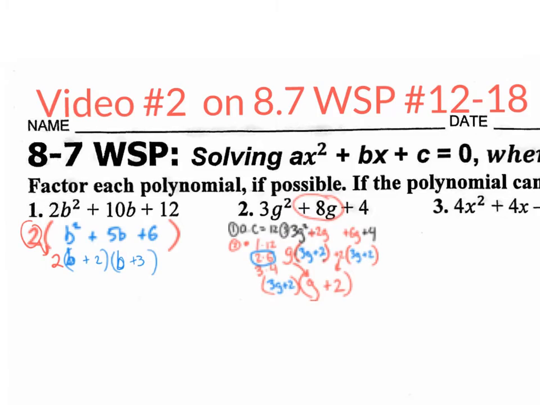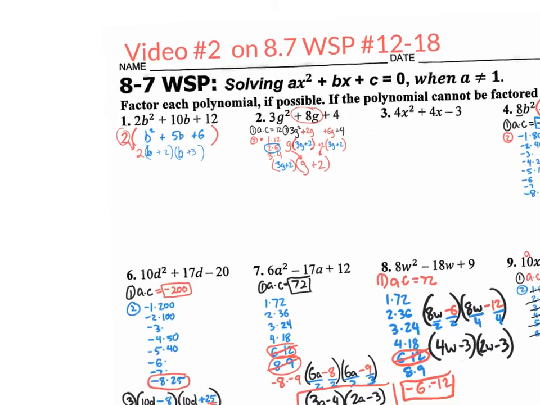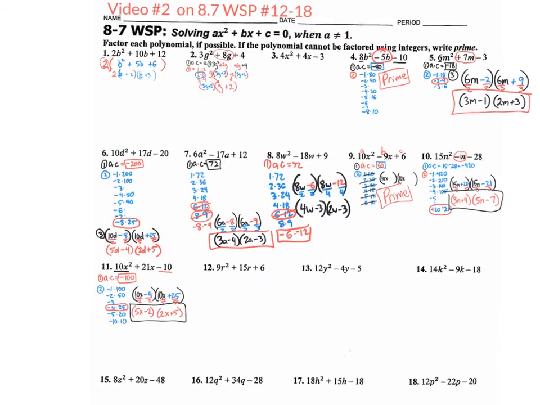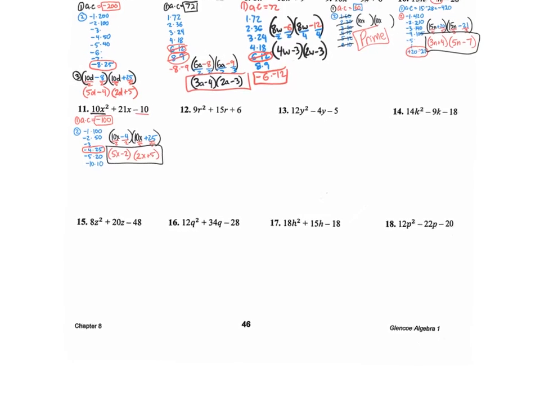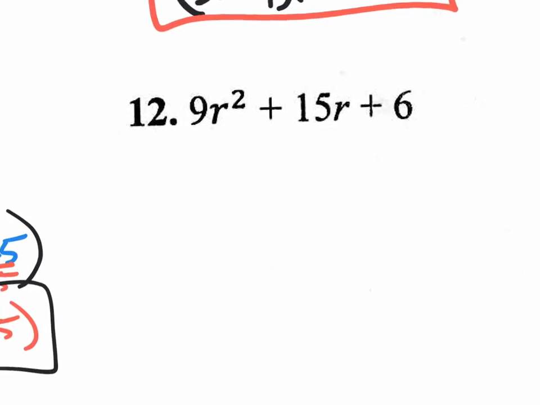So this is video 2, 8.7 WSP, numbers 12 through 18. The other video was on questions 1 through 11, actually 4 through 11. 1 through 3 were done on a previous video. Right here we're jumping to number 12.